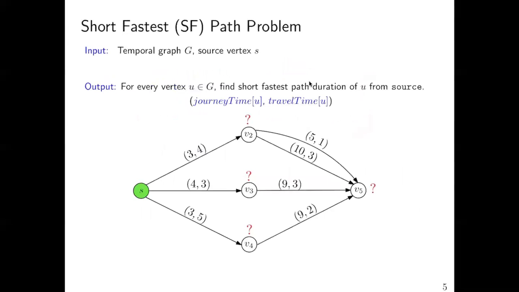In our work, we are focusing on the short fastest path problem in this presentation. As part of the input, we are going to get a temporal graph G as well as a source vertex S. The main focus of this problem is to compute the journey time as well as the travel time of the short fastest path for all the rest of the vertices from the given source vertex S.